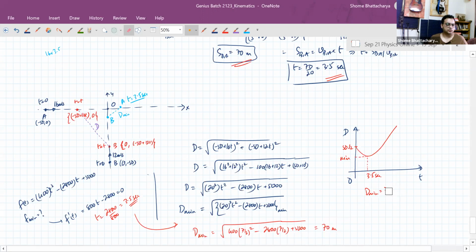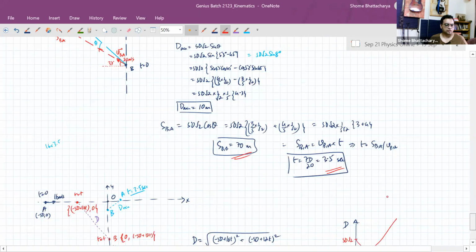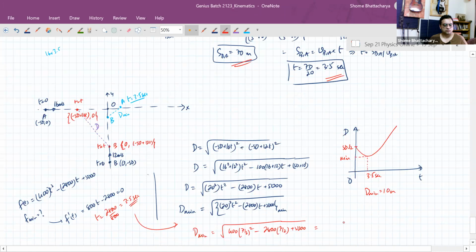So this D minimum was not 70. It was how much? It was 10. No? Yeah. So you see that at the moment when this happens, A's coordinate will be 6, 0, and B's coordinate will be 0, minus 8. Okay. Anyhow, so hope the solution is fully clear, people.